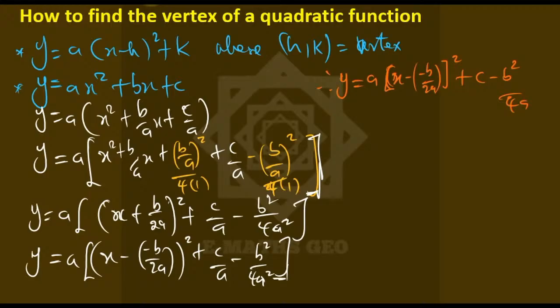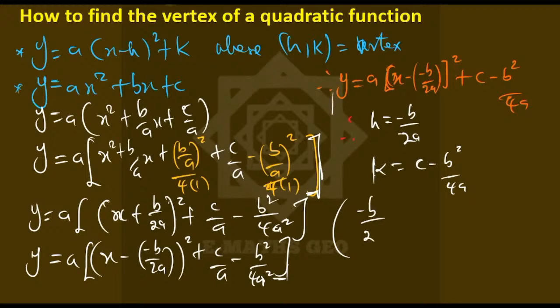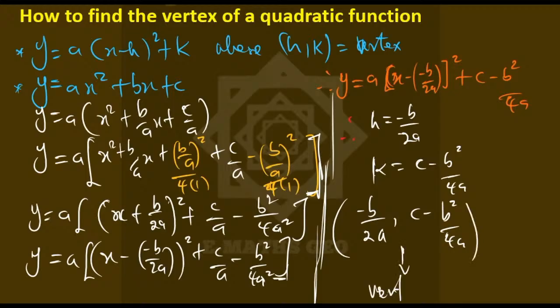So what do you observe here? Can you compare? You can see that, comparing, h will be minus b over 2a and k is c minus b squared over 4a. So the coordinate of the vertex is minus b over 2a, comma, c minus b squared over 4a. So this is the coordinate of the vertex. Given the general equation, I've derived that.